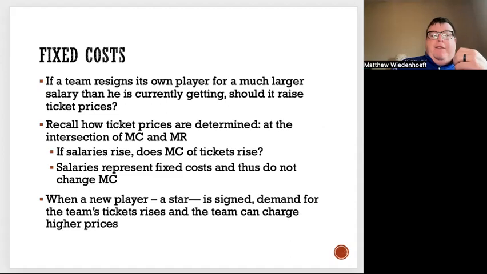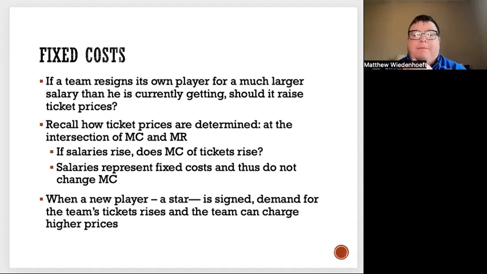Real quick again, about fixed cost. If a team re-signs its own player for a much larger salary than it is currently getting, should it raise ticket prices? Recall, ticket prices are determined at the intersection of MC and MR. If salaries rise, does MC of tickets rise? What do you guys think? Does it rise?